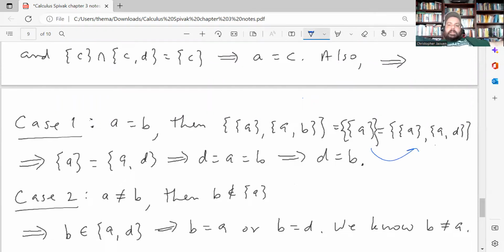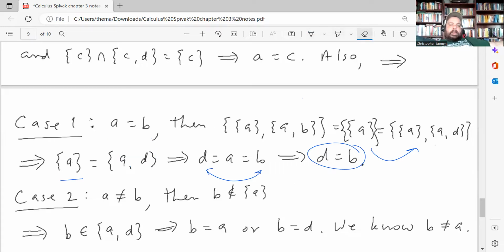this set is equal to that set, which means that this has to be equal to that. And in order for that to be true, D has to be equal to A. And we know already from assumption that A is equal to B. So D is equal to B, and that's what we wanted to show. All right, so that's case one.